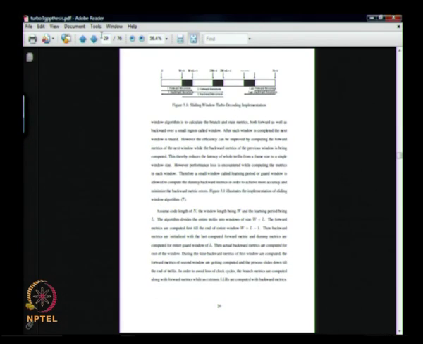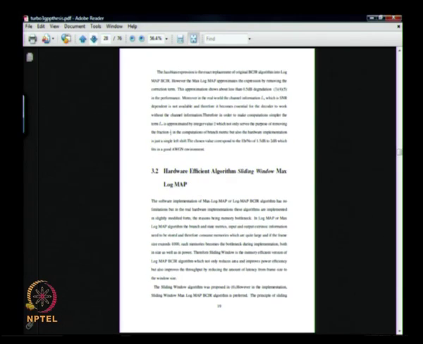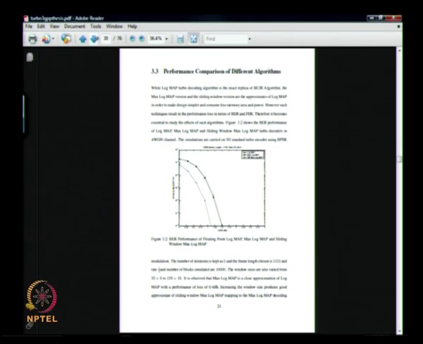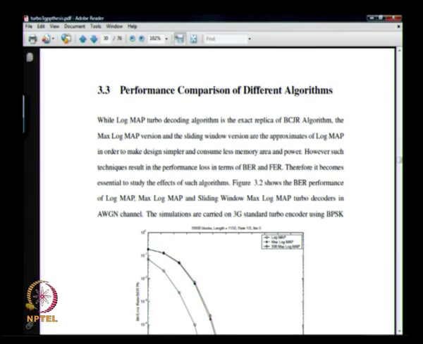There is the windowing part first. He is talking about sliding window, max log map. I will come to this maybe a little bit later. So let us look at performance comparison. This is quite important.